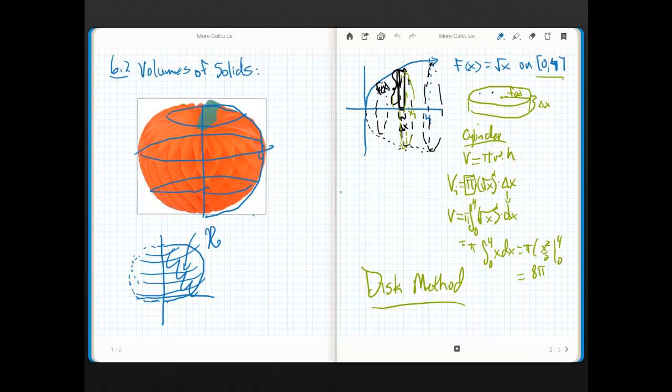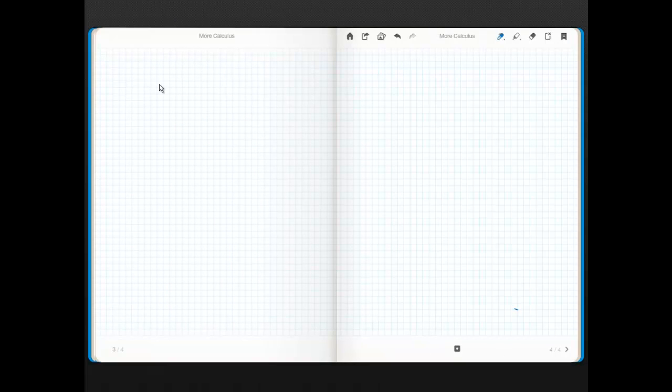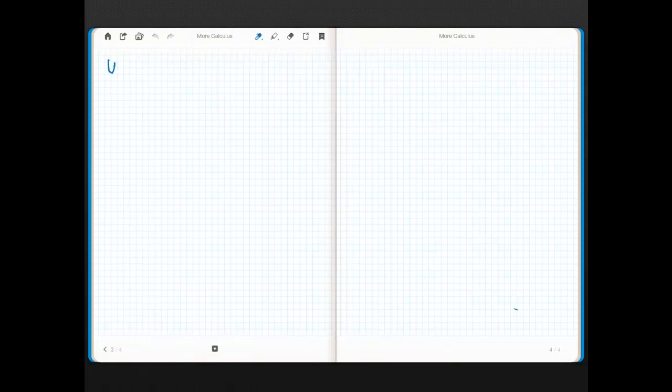All right, now I'm going to give you what's probably the most instructive example of something called the washer method here. It's a fantastic problem. So let's go ahead and cruise over here. We're going to discuss the washer method, and I'll explain why it's the washer method.